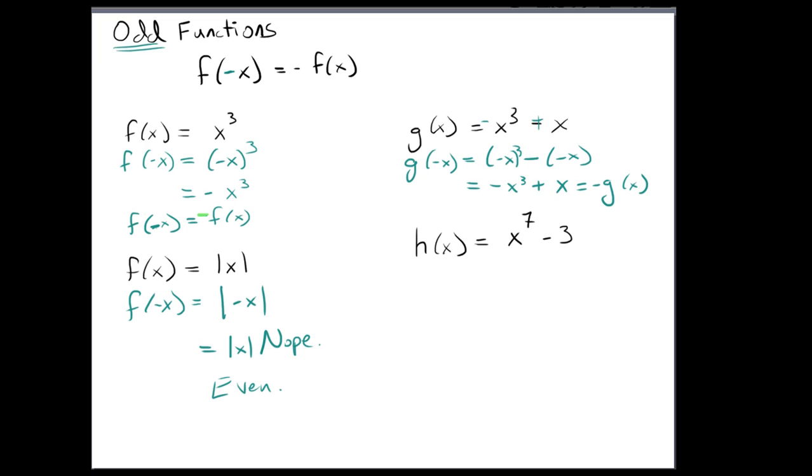h of x, though, might be, because look, that's odd. h of negative x is negative x to the 7th minus 3. So that's negative x to the 7th minus 3. Shoot. This sign changed, and that's good. But this sign didn't, and that's bad. So this is neither. It's not even, it's not odd. It's neither.